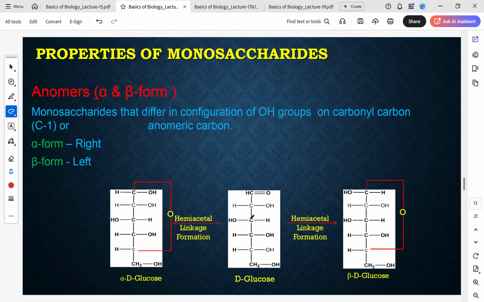Anomers are monosaccharides that differ in the configuration of OH groups on the first carbon, or the anomeric carbon, which is this. It might be the alpha form where the OH is present on the right side, or it can be the beta form where the OH is present on the left side. But this only happens in the case of hemiacetal forms. It does not happen in the linear form.